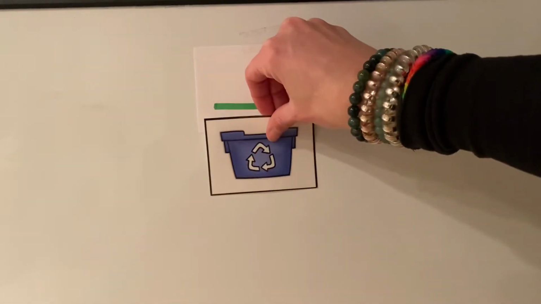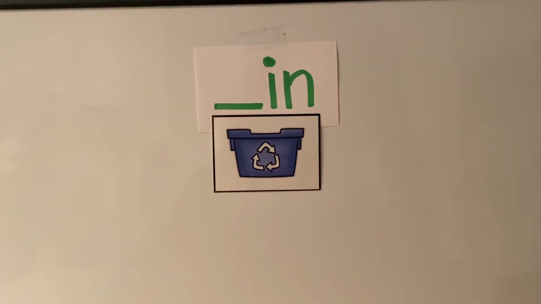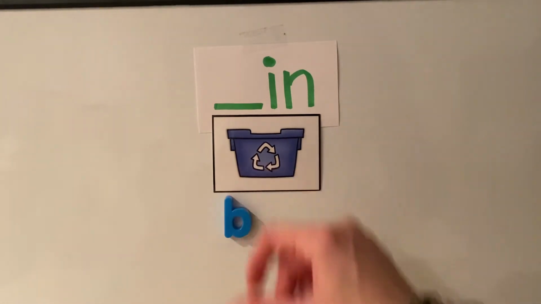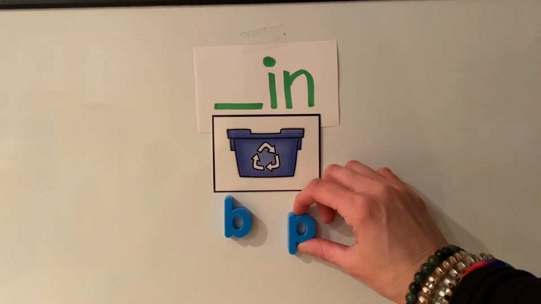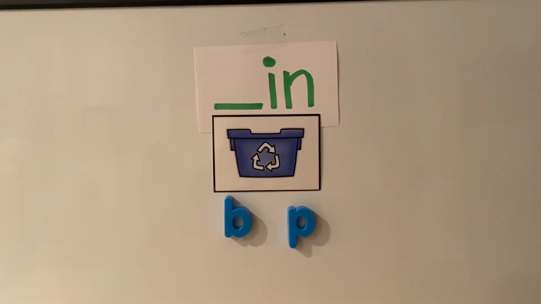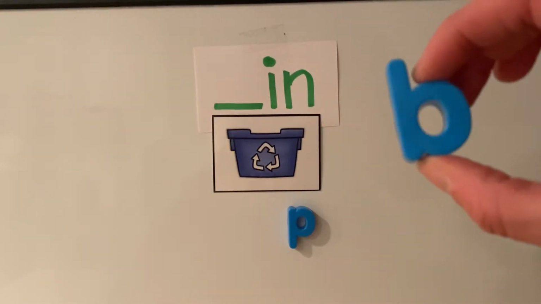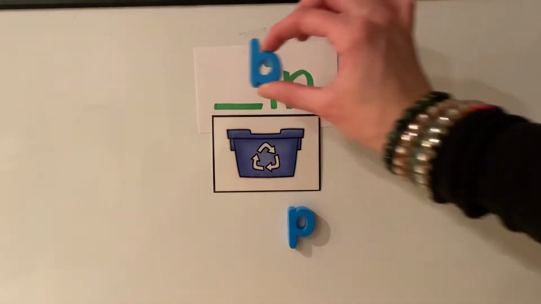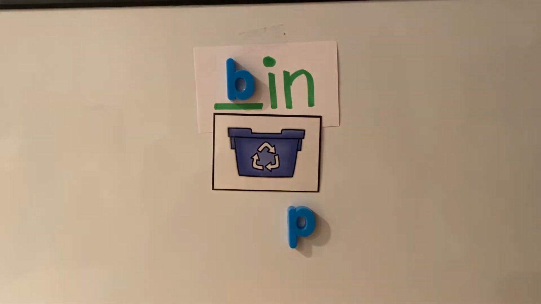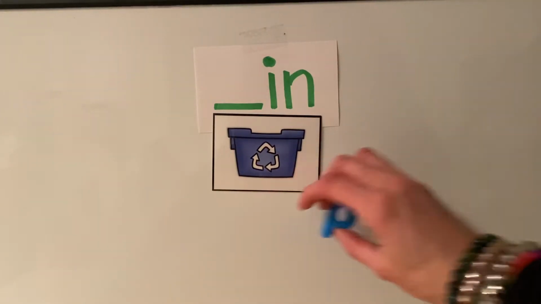We're halfway there. This is a picture of a bin. See if you can listen for that beginning sound in bin. B, b, bin. What sound is that b? It's the sound b, which is the letter B. B, in, bin. Great job over there, friends.